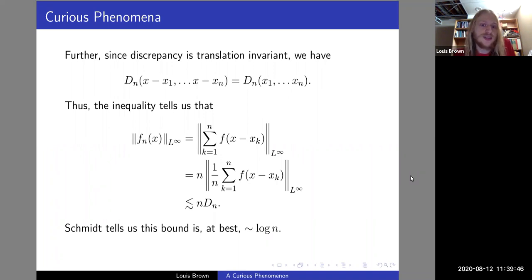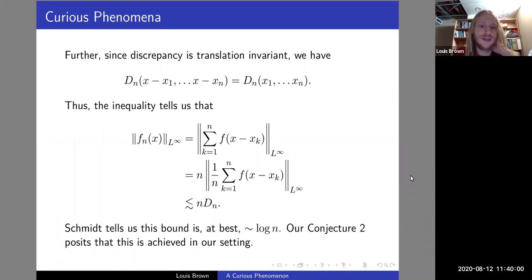And Schmidt from earlier told us that the discrepancy bound is at least log n over n asymptotically, which means that when we multiply by n, this bound is at best log n. So our conjecture is saying that this optimal bound is actually achieved in our setting, that this log n, which is the strongest this bound could be, is precisely what we get for this L infinity norm.